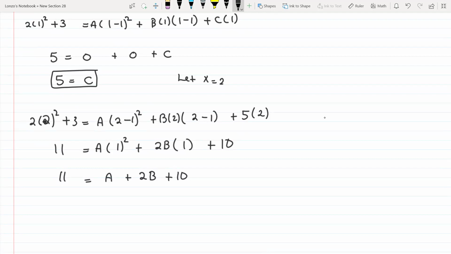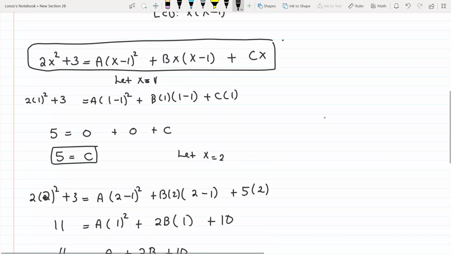And then what I'm going to do is get all the constants on one side and all the letters on the other. So I'm going to subtract 10, subtract 10. So 11 minus 10 is 1 equals A plus 2B. We can't box this, it is not our answer. We're probably going to have to develop a system of equations, and I'm probably going to do elimination. And then my other x value will be 3. So put it back here. So plug in 3 for x.